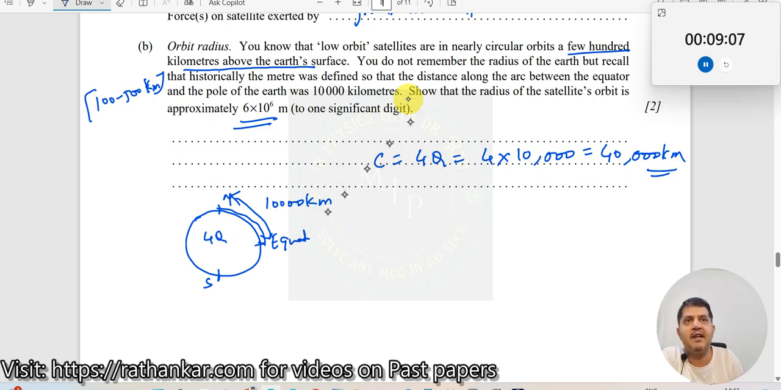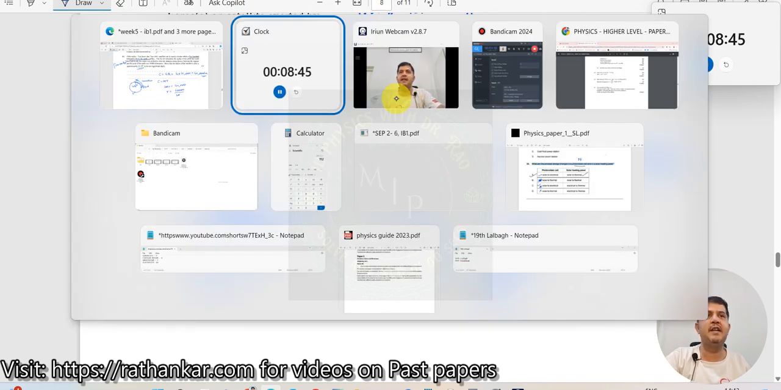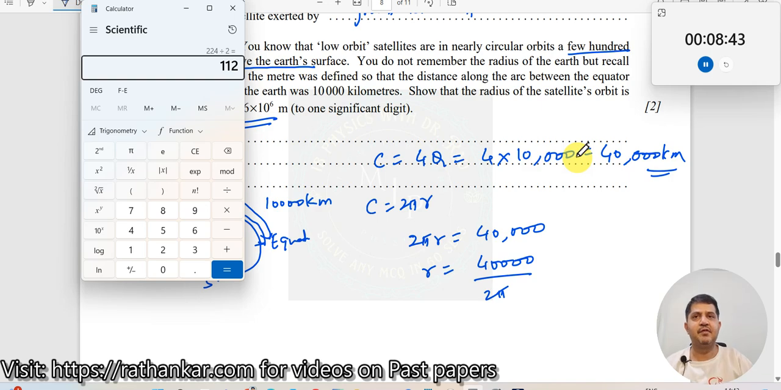Now what do I need? I need radius. How do you relate radius to the circumference? If this is the radius r, this is what you need to find. So C should be equal to 2 pi r. Simple. So substitute this. 2 pi r should be equal to 40,000, and then r should be equal to 40,000 divided by 2 pi. Let us use our calculator to find whether we are getting the correct answer. So 40,000 divided by 2 is equal to so much, divided by 3.14 will be 6,369.